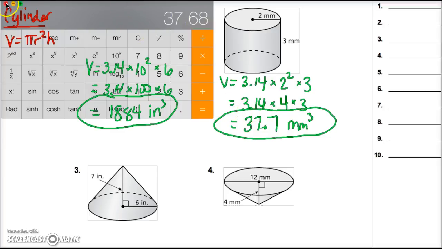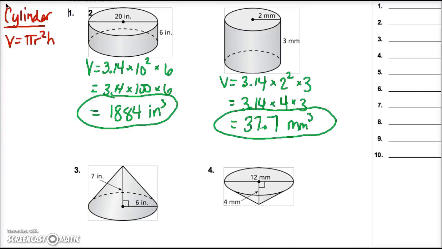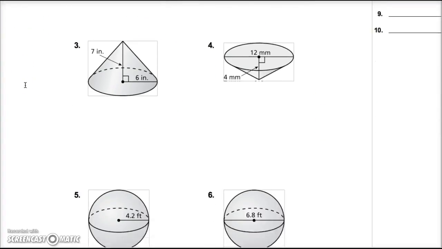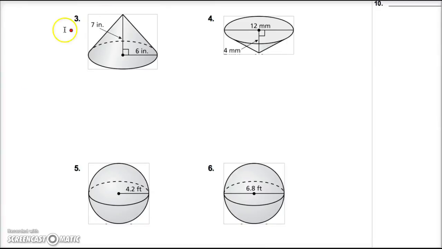Okay, so those were cylinders. Next we're going to look at cones. Down at number 3, out to the side we're going to write the formula for the volume of a cone. If you remember from our lesson, a cone is just 1/3 of the size of a cylinder. So we take the exact same formula for the cylinder and divide it by 3, or take 1/3 of it. So 1/3 pi r squared h. Again, we're just going to plug in the numbers.